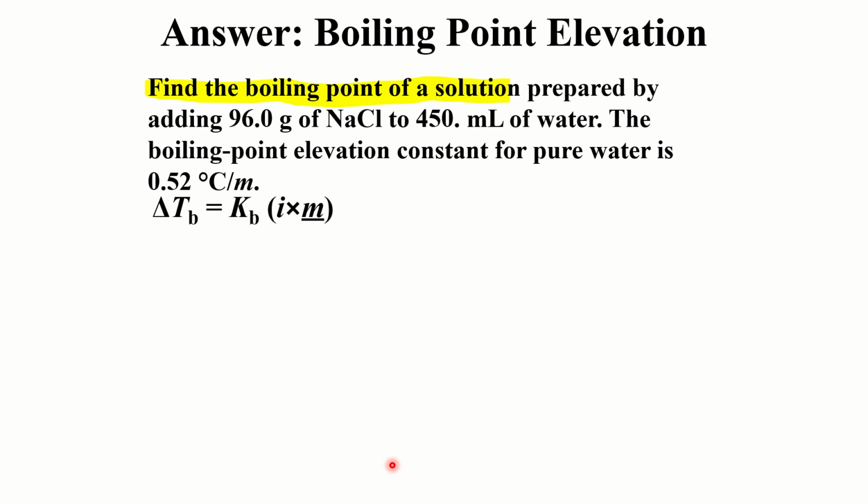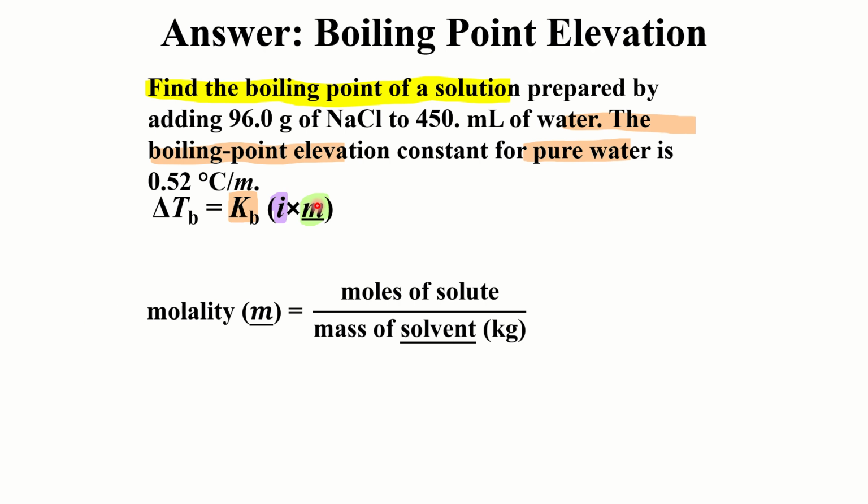So first it says find the boiling point of a solution, which means I'm going to be using this equation, delta TB equals KB times i times m. The boiling point elevation constant for pure water is 0.52 degrees Celsius per molal, so this value goes with KB. I, the Van't Hoff factor, will come from our solute, sodium chloride, and m, molality, we're going to need to solve for. So remember that molality is moles solute over mass of solvent in kilograms. So let's work this out.